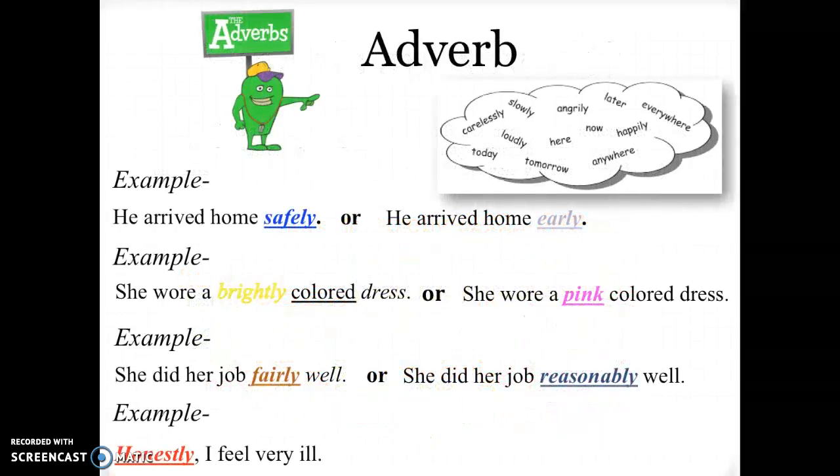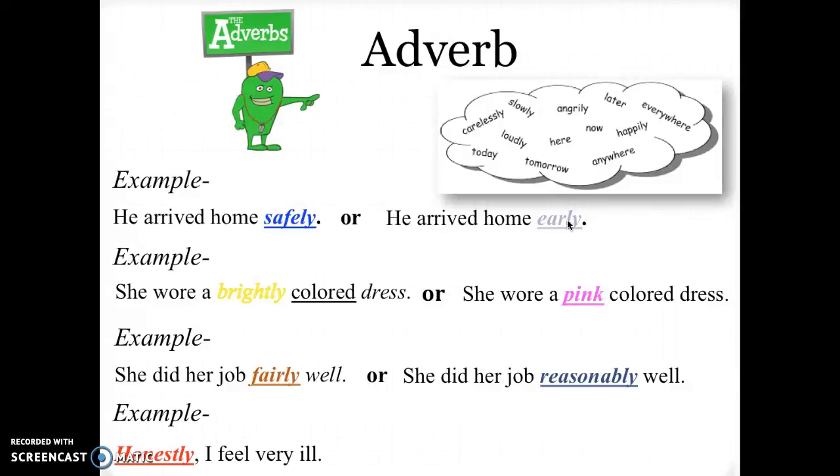Now let's take a look at these simple sentences. He arrived home safely, which is right here. Here, safely, which is a word bolded in blue, says something about how he arrived. We could also have said, he arrived home early, and here, early would be the adverb. Keep in mind that an adverb also comments on an adjective.